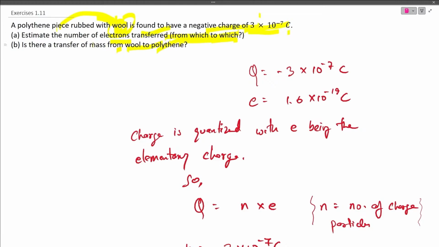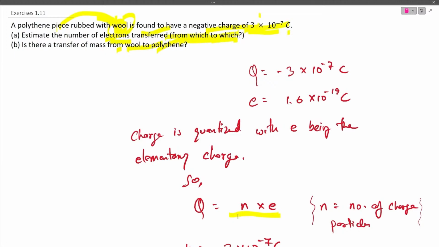So we have to find out the number of electrons. We know that charges are quantized, so we can express charges as an integral multiple of the elementary charge, and the elementary charge is 1.6 × 10^-19 coulomb. Here we are dealing with negative charge, so the transfer of electrons is from wool to polythene.